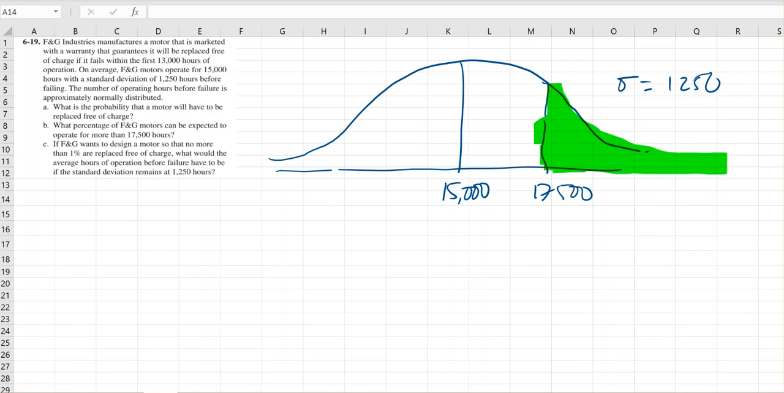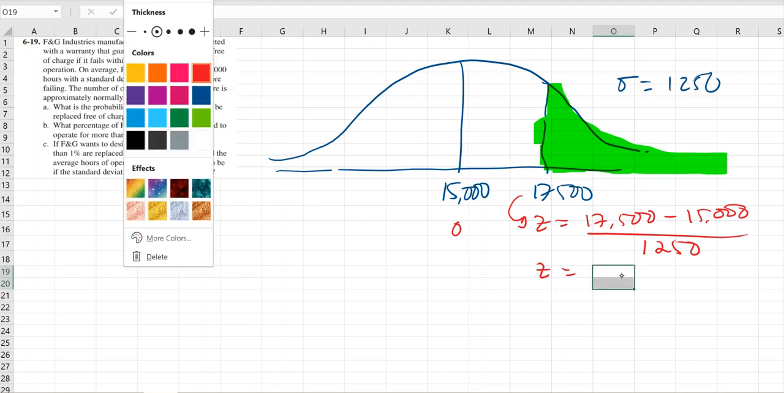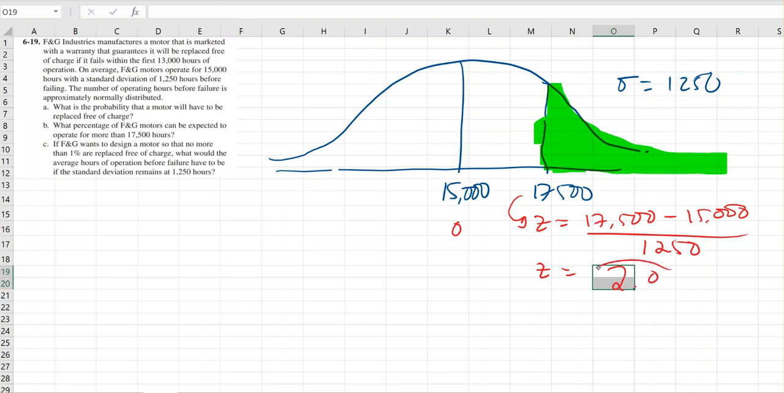Again, we find what the equivalent standardized scores are. I know that for the mean it's going to be 0. So Z in this case for 17,500 will be 17,500 minus 15,000 over 1250. So the Z in this case will equal exactly 2.0. 2.0 standard deviations, which is matched with that.